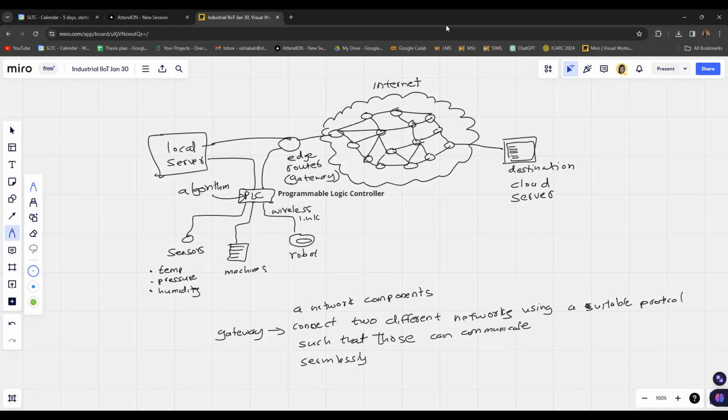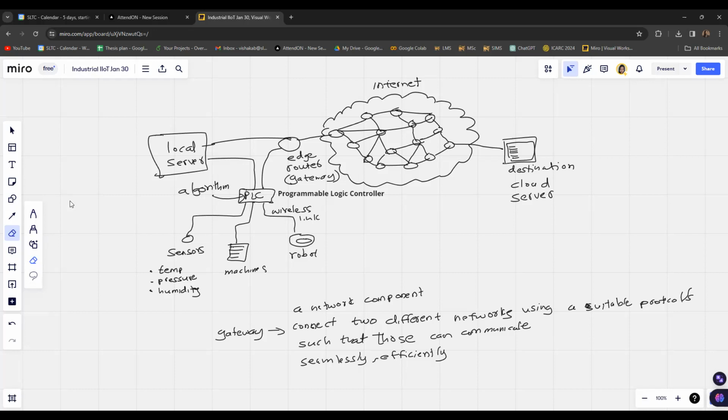So what I say here is that a network component that connects two different networks using a suitable protocol or protocols such that those two different networks can communicate seamlessly and efficiently. So I hope this is fine. If you have any questions, please let me know.